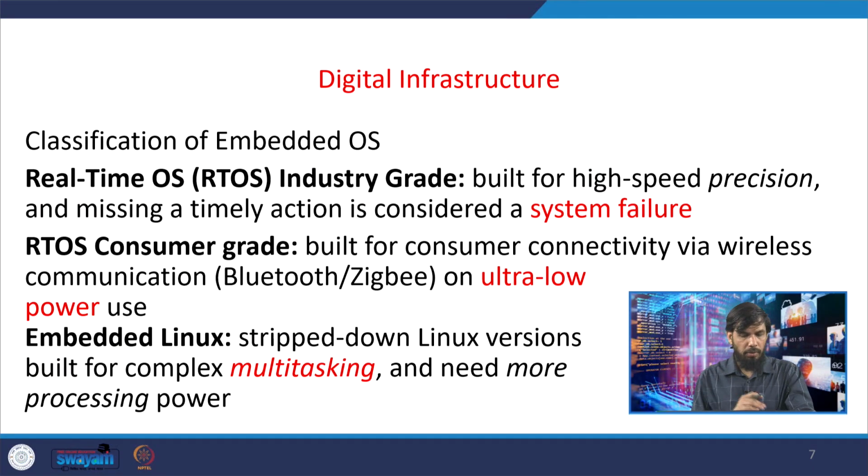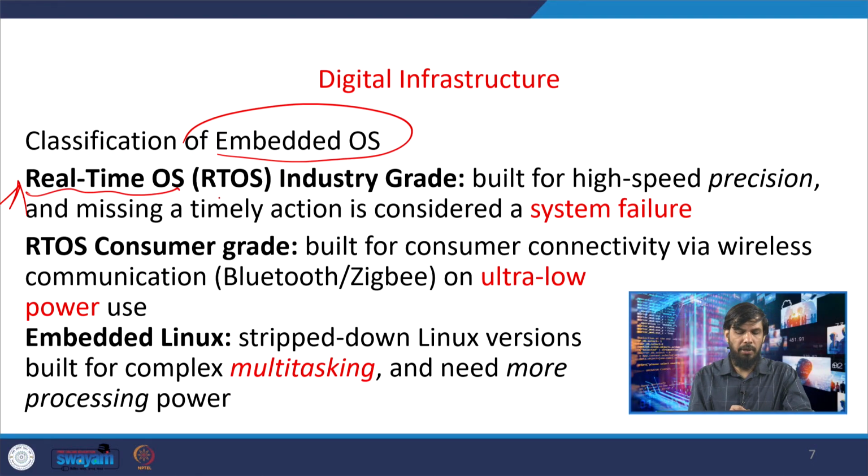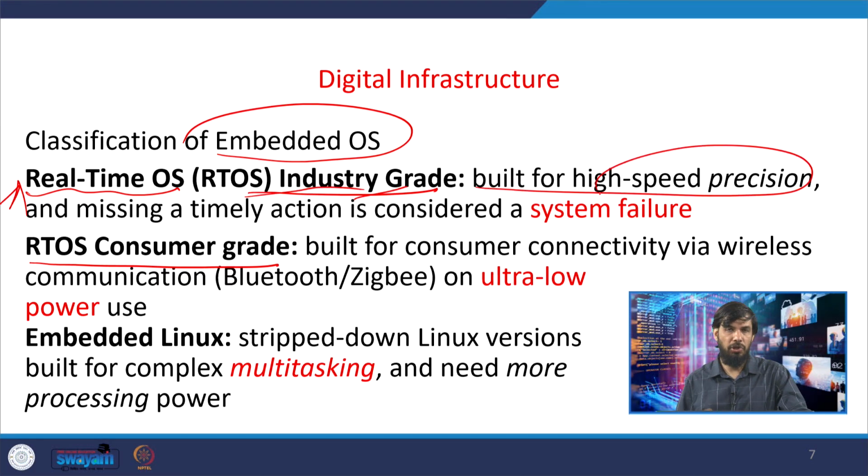Moving on, now the classification of embedded OS. Let's understand the different types of embedded operating systems. The first one is the real time operating system, or RTOS, and there are variants within that. It could be industry grade, or it may be consumer grade. There might be slight differences in these two because there are different kinds of devices where they would be operating. In the case of RTOS for industry, it is built for high speed precision, and missing a timely action is considered system failure.